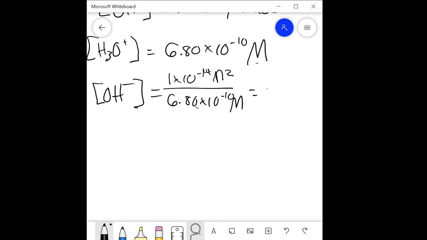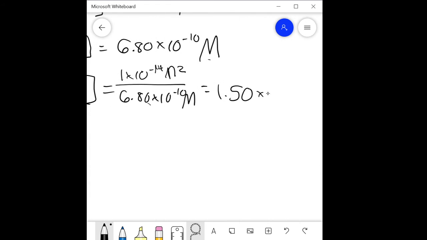So we have 3. That'd be 4.76. Oop, nope, I read the wrong question. This would be 1.50 times 10 to the negative 8th molar. So that's the molarity of the hydroxide ion.